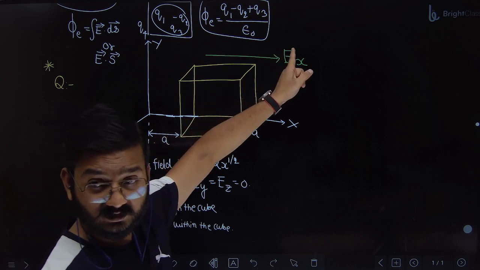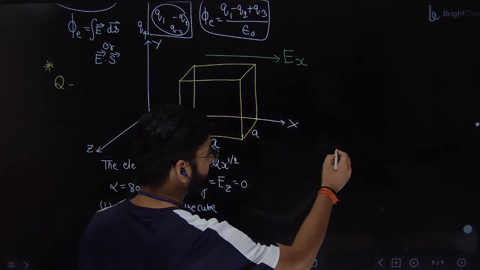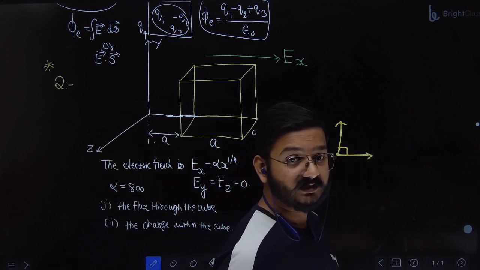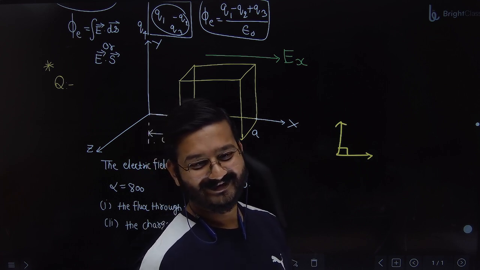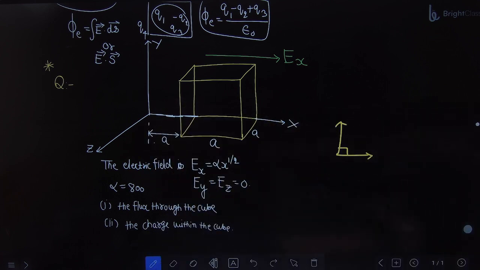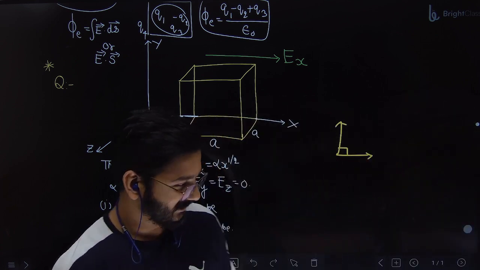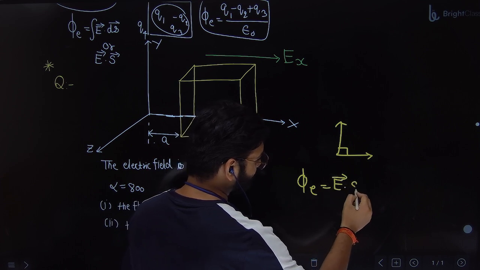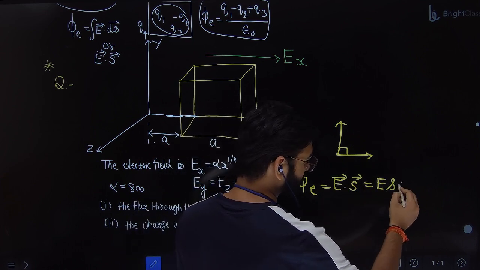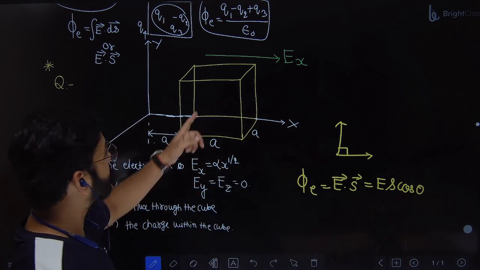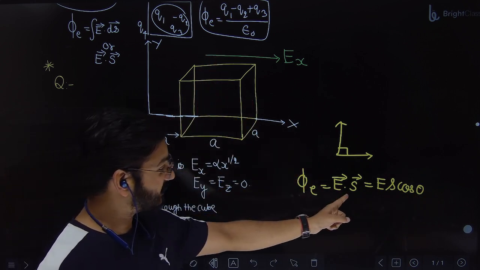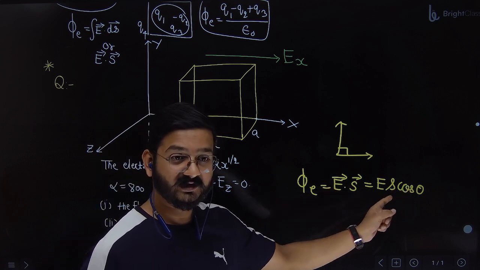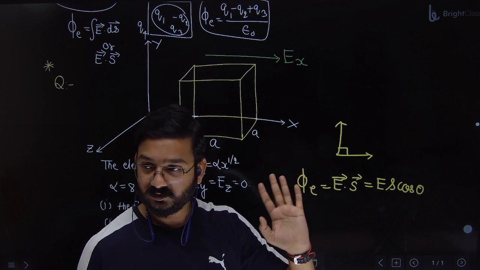And where is the electric field? Forward direction. So area vector up, electric field here. What is the angle? 90. What is cos 90? 0. So what is the formula for electric flux? We just now saw, electric flux is E dot S, which means ES cos theta. For this particular surface, the angle between the area vector and the electric field is 90 degrees. So cos 90 is 0, so electric flux is 0. Any problem? No rocket science.